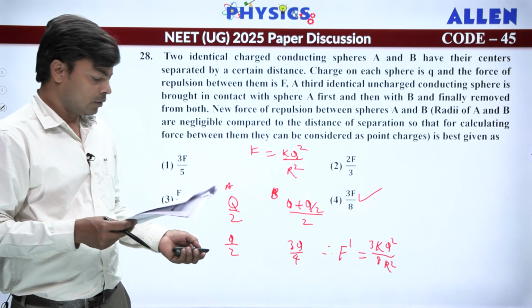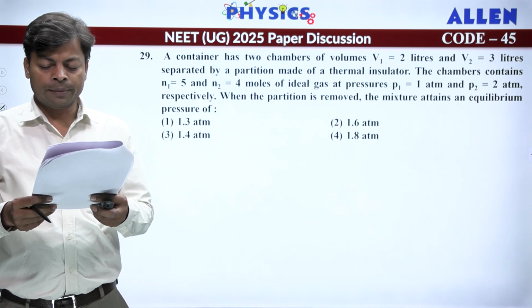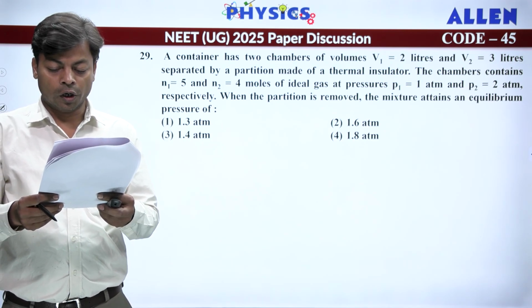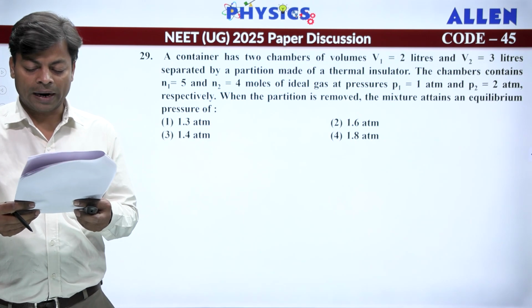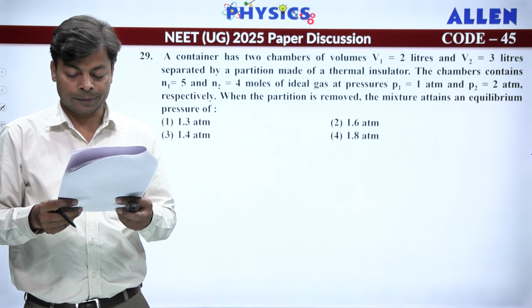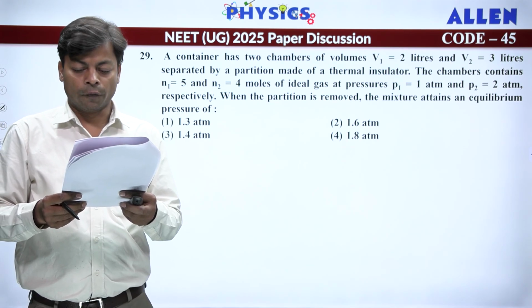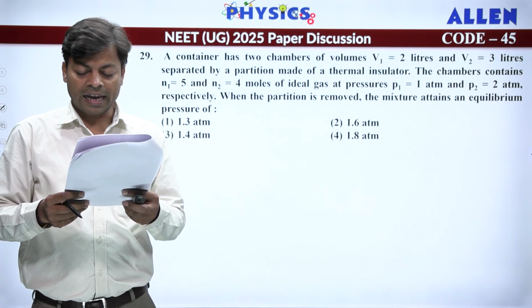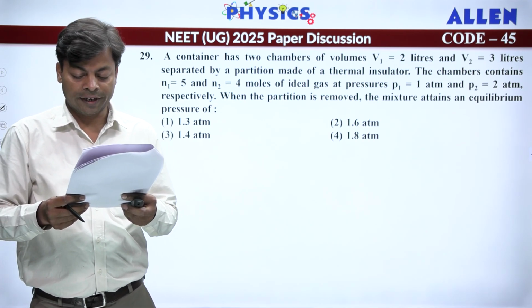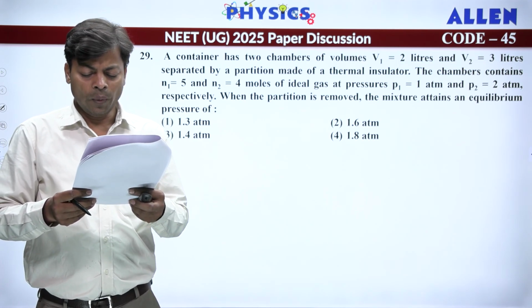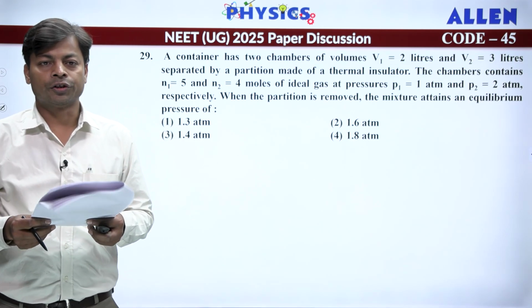We'll go to question number 29 now. It says a container has two chambers of volume V1 equal to 2 liter and V2 equal to 3 liter, separated by a partition made of thermal insulator. The chambers contain N1 equal to 5 and N2 equal to 4 moles of ideal gas at pressure P1 1 atm and P2 2 atm respectively. When the partition is removed, the mixture attains an equilibrium pressure of.